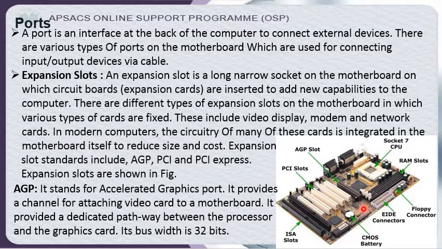It provides a dedicated pathway between the processor and the graphics card. So this AGP slot has direct communication with your processor. The card is in the AGP slot, then the data comes to the North Bridge, and from the North Bridge it goes to the processor. Its bus width is 32-bit, meaning 32 lines are there which transfer your data from your AGP port to your motherboard.